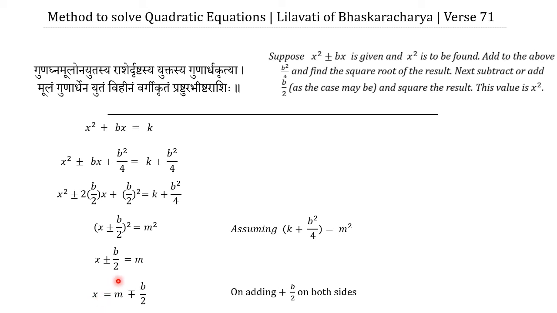Now because we add minus plus b upon 2 to the left hand side, this plus minus b upon 2 gets eliminated, and we do the same thing to the right hand side. We get m minus plus b upon 2. So the next step which we are supposed to do is to square the result. So now we have x is equal to m minus plus b upon 2, and on squaring this we get x square is equal to m minus plus b upon 2 the whole square. So he says that this value is x square, which is absolutely correct.